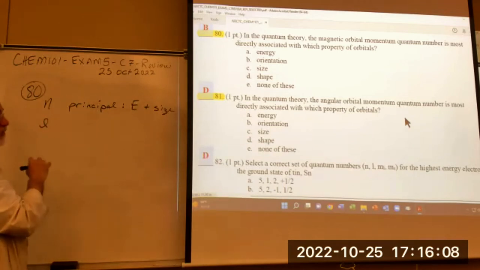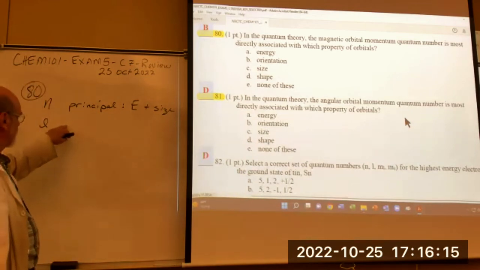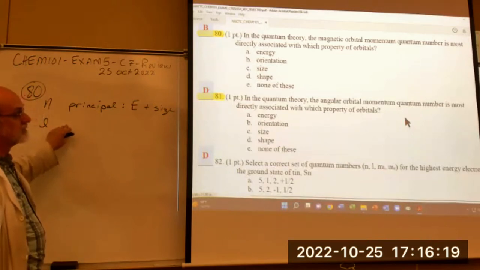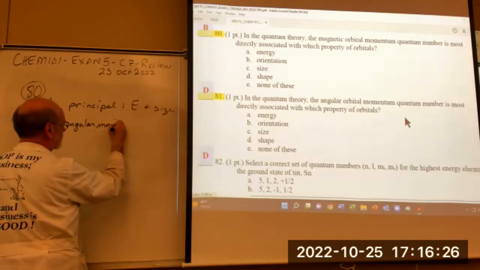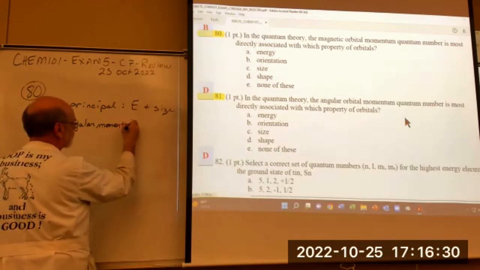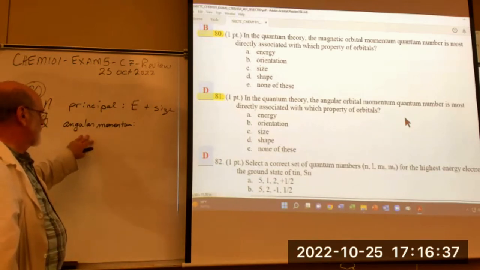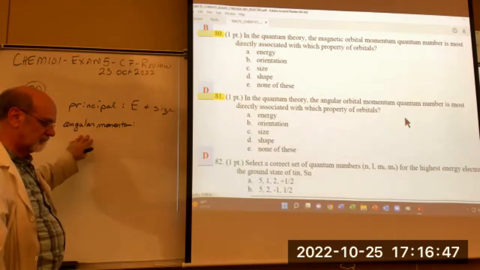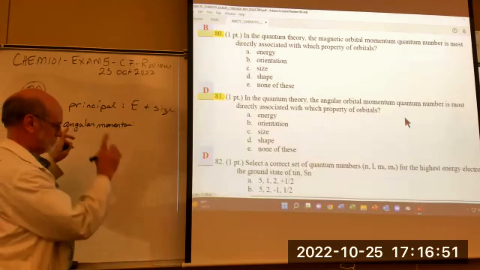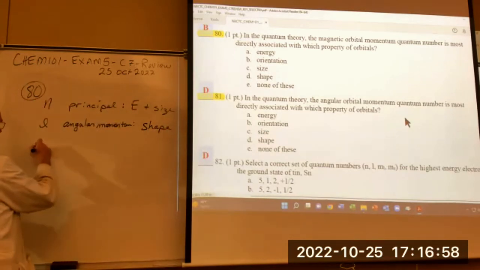It's associated with energy and size. Then we have l, which we sometimes call the azimuthal, and also the angular momentum quantum number. This one is associated with shape. Shape of the orbital. Then m sub l.